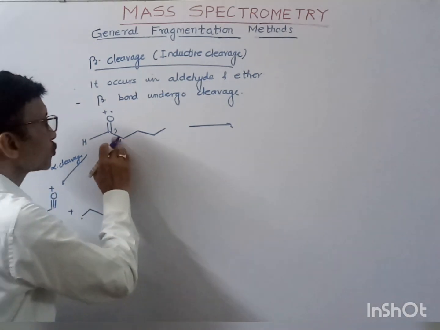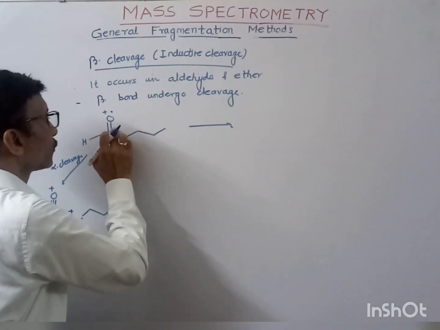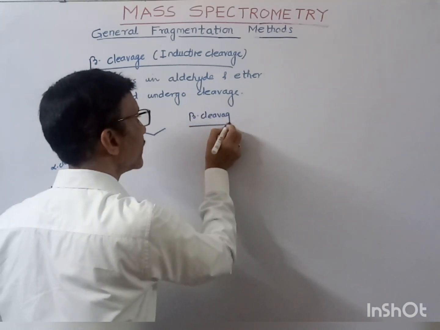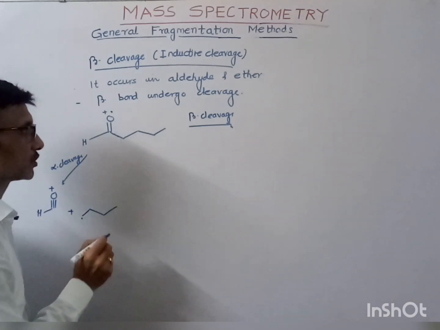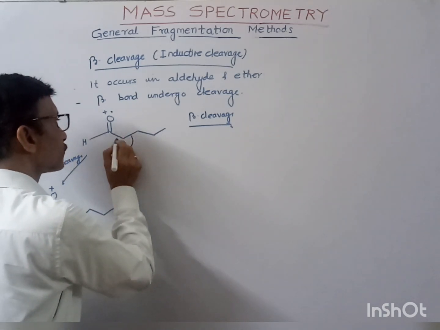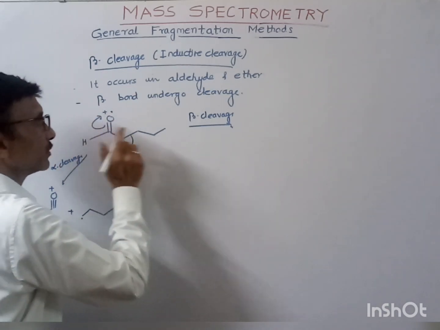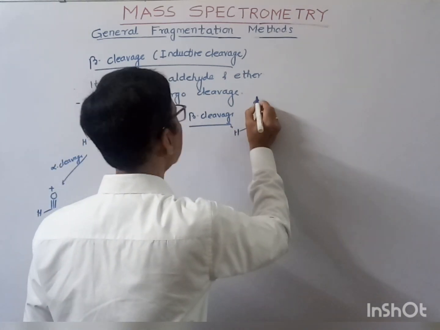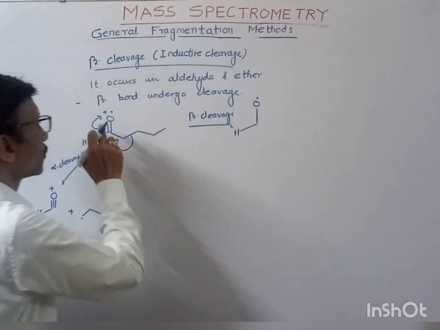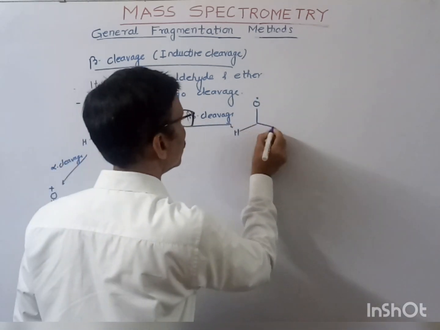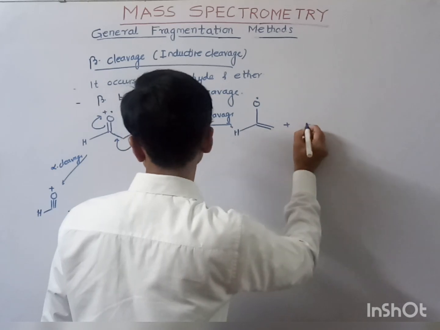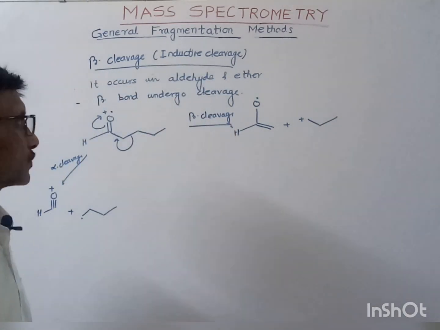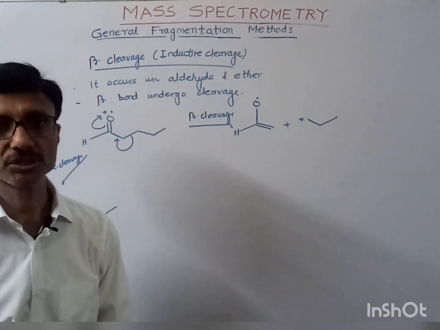Now suppose you want to show the beta cleavage. Then the bond next to this will undergo cleavage. So this will cleave this way. The positive charge will get removed, and you will have the single bond over here and this radical. Now only the radical is left over here, and we have the double bond plus a cation, the propyl cation, which is formed. So this is beta cleavage.